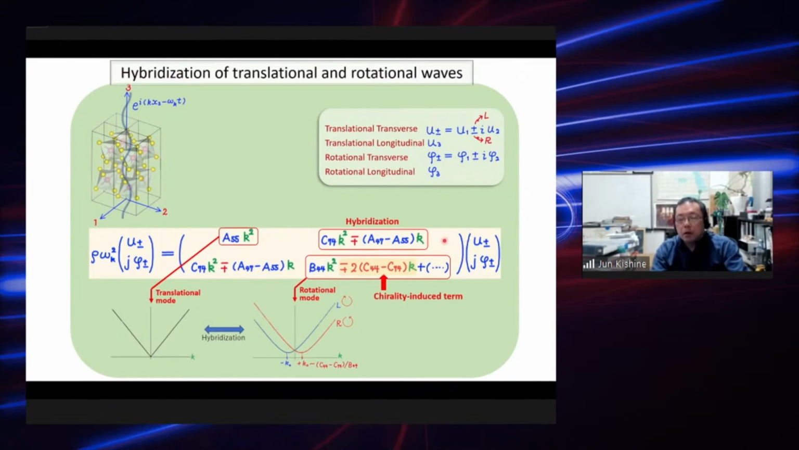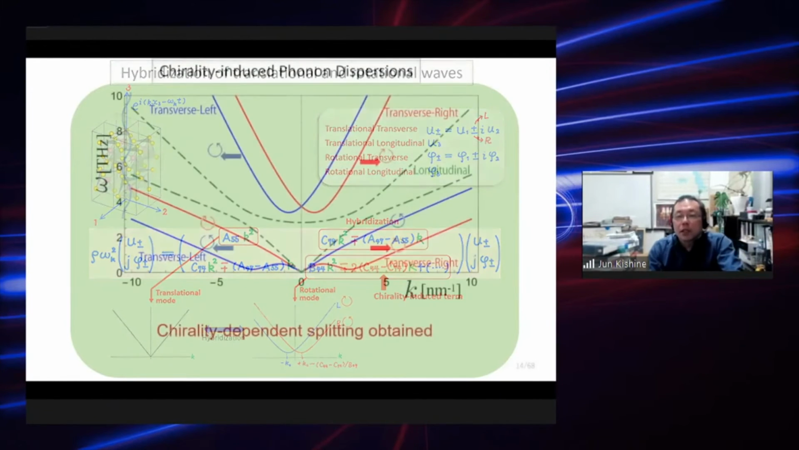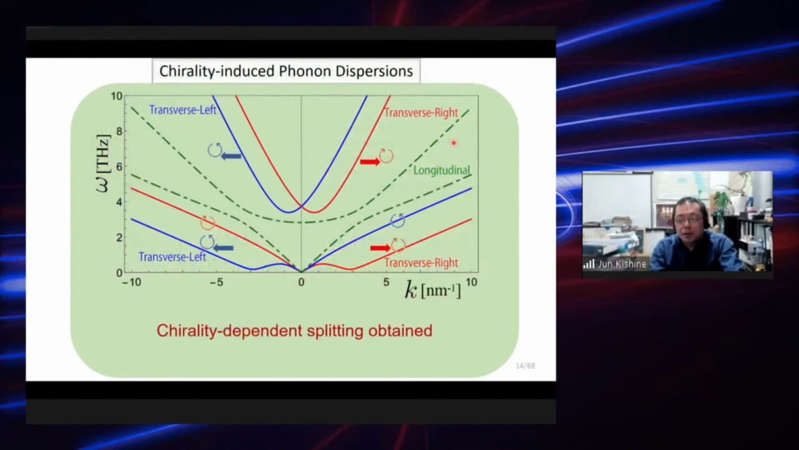Then what we need to do is rather straightforward. We simply solve this equation and draw the dispersion curve. As a result, we obtain this dispersion relation. So let us have a look.